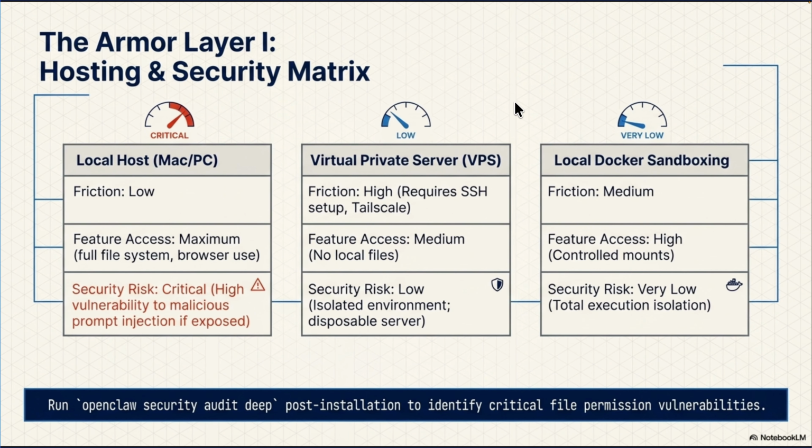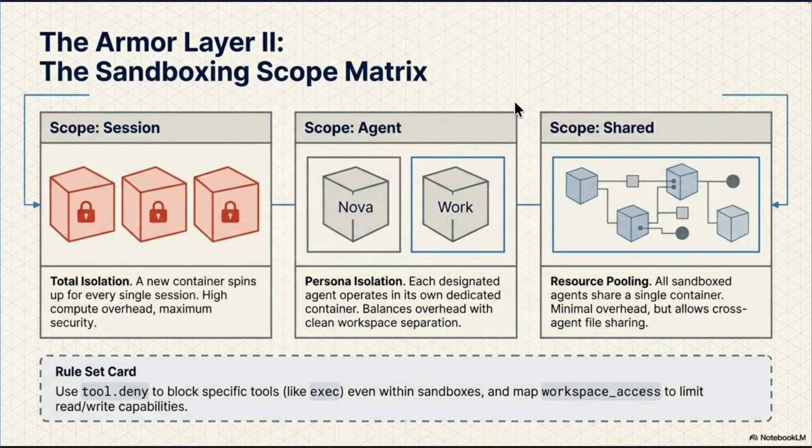Hosting and security matrix. Localhost: friction is low, feature access maximum, full file system, browser, high security vulnerability, critically high if exposed to malicious prompts. Private virtual server: friction is high, requires SSH setup, Tailscale, feature access medium, no local files, security risk low, isolated environment, disposable server. You have local Docker sandboxing: friction medium, feature access high, security risk very low. Run openclaw security audit deep after installation to identify critical file permission vulnerabilities.